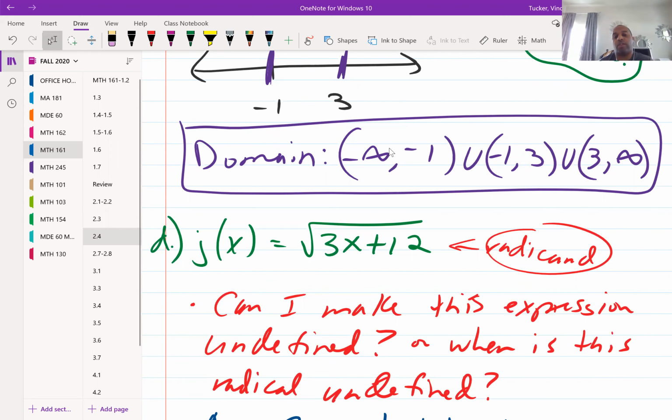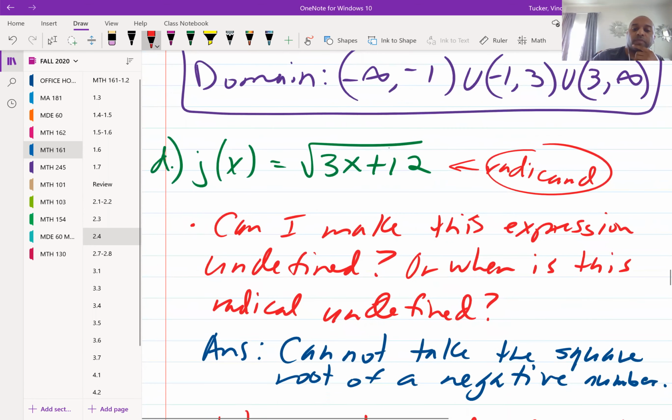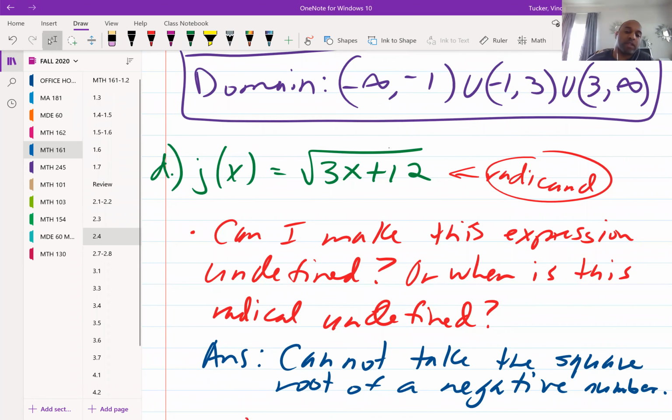So once again, you want to ask yourself, can you make this expression undefined, or when is this radical undefined? So you cannot take the square root of a negative number. And we talked about whenever you take the square root of a negative, your answer will be imaginary. And here I was just notating that what's under the radical is called the radicand. 3x plus 12 would be considered your radicand.